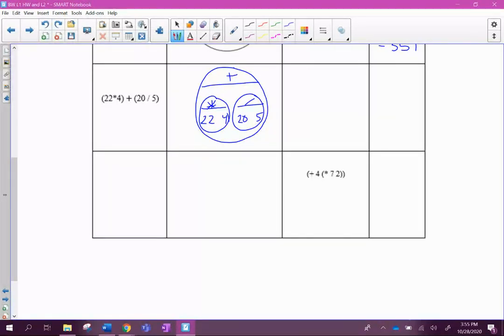All right, so let's think about the code here. I start with the parenthesis. The first operation is that addition, the greatest operation. Then I have two separate circles of evaluation, so I'm going to have two individual sets of code here. My first one, we are multiplying 22 and 4. And then the next one, we are dividing 20 and 5. Then I need to close this overall set of parentheses.